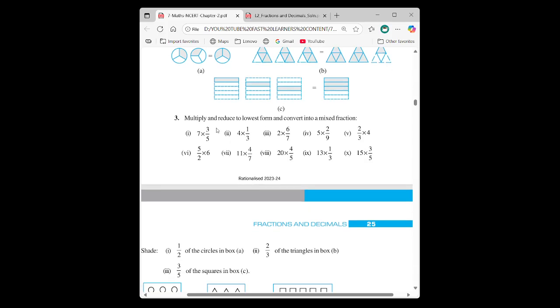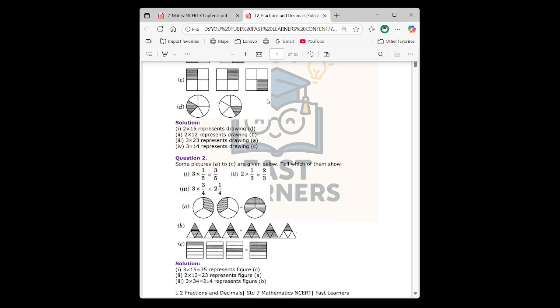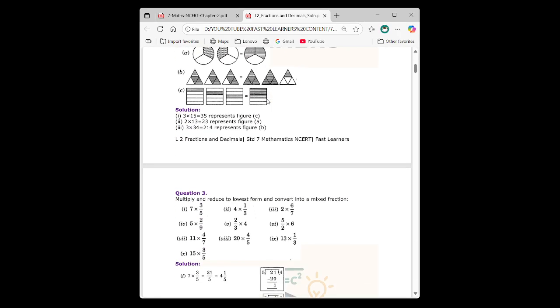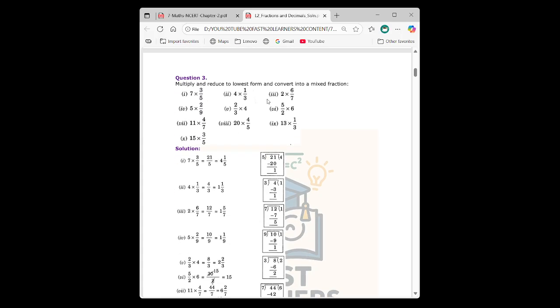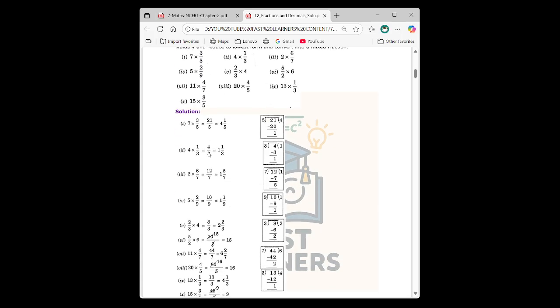Now let's see multiply and reduce to lowest term. So you will just multiply the numerator with the whole number, and you have to try to reduce it to lowest term if you can. See, the same thing, I have given you the answers in this material. So you can check these answers. Let me explain this to you.